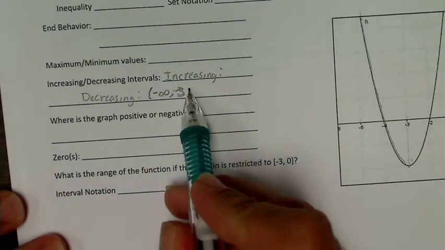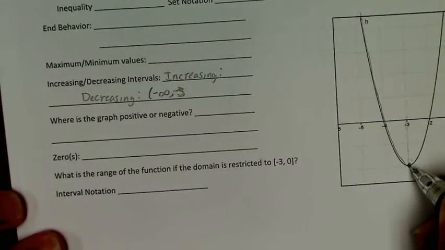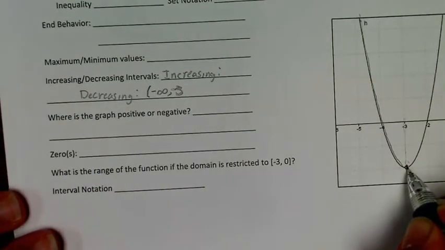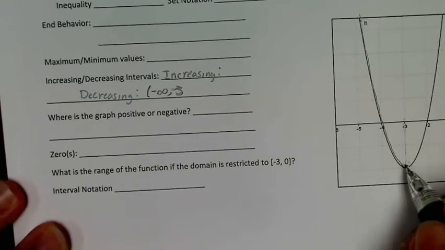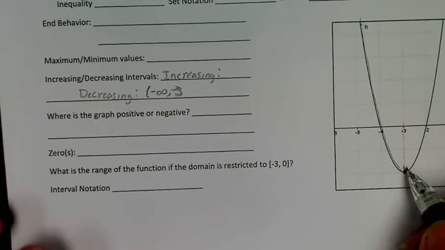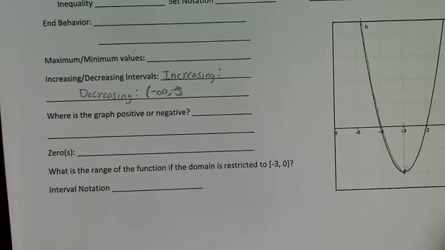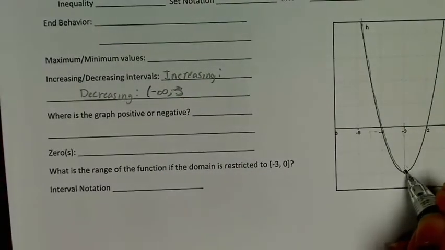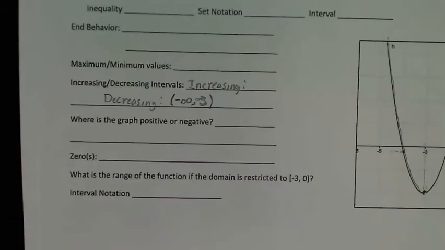Okay, now the question is, do we put a bracket or do we put a parenthesis here? Well, at this point right here, this is the lowest point. It's neither increasing nor decreasing at exactly this point. When you get to calculus, you'll get the idea of what it actually means in application for exactly at this point. But for this class, all you need to know is the point where it turns from decreasing to increasing, it's neither increasing or decreasing exactly at that point. So we're going to use a parenthesis to say it's not included.